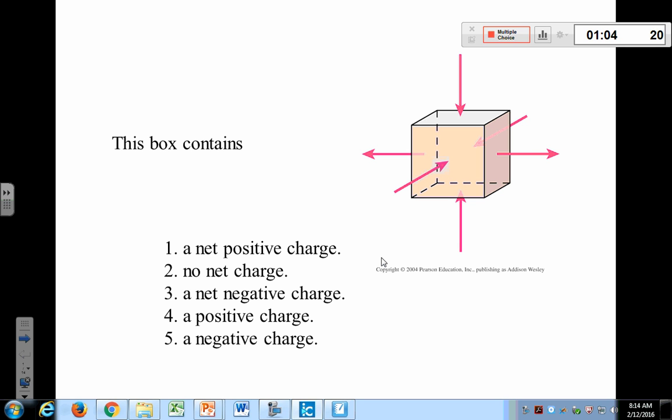Let your 1, 2, 3, 4, 5 be A, B, C, D, E. All right, I'll stop at 115. Ask your neighbor if you're not sure.